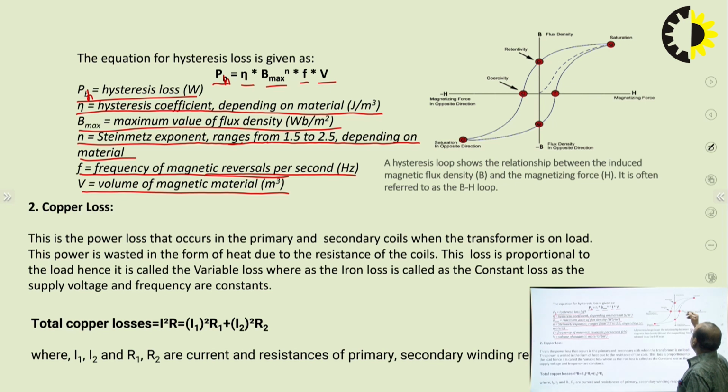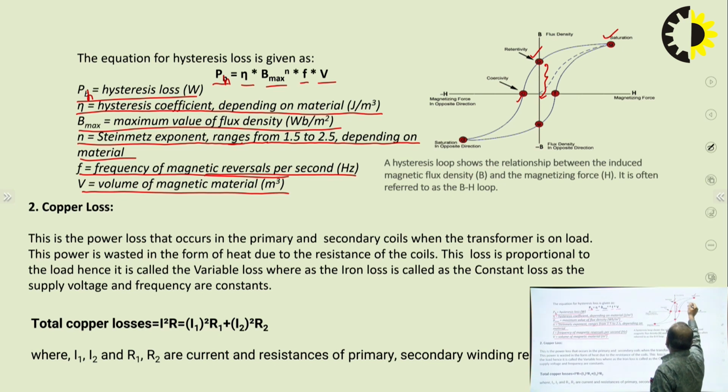And basically this is the BH loop. There are different terms in this: saturation, retentivity. Corresponding to this, we have residual magnetism from this point to this point, that is residual magnetism, and the property of core corresponding to this, that we call retentivity. This is coercivity from this point to this point, and corresponding to it we have coercive force. This is saturation in the opposite direction.